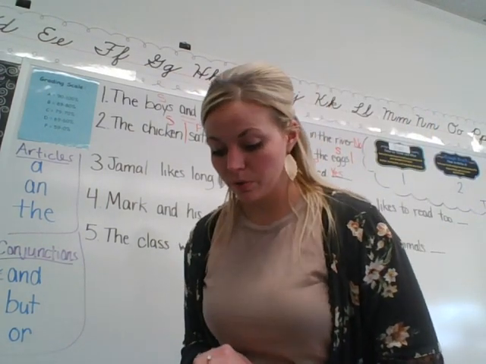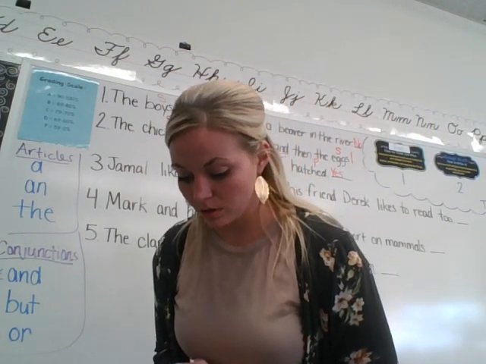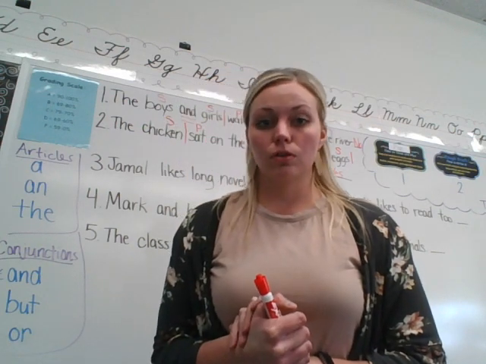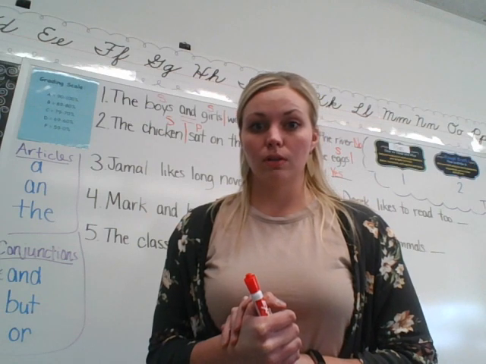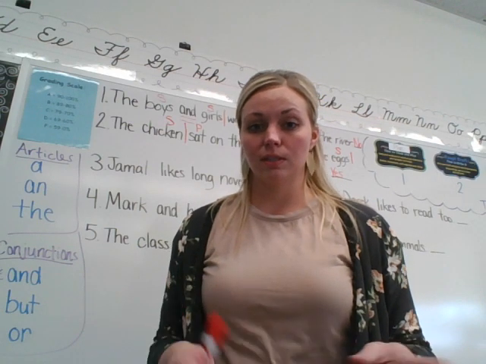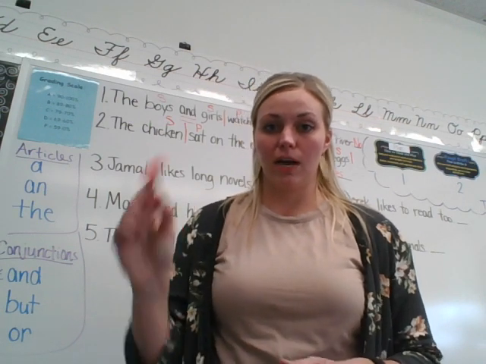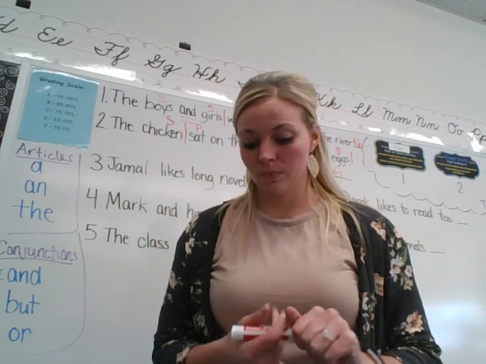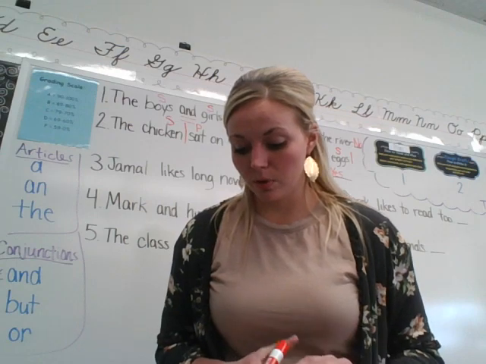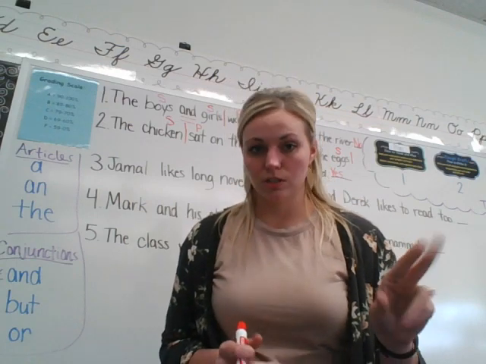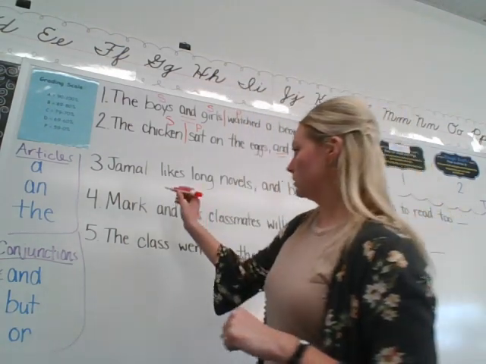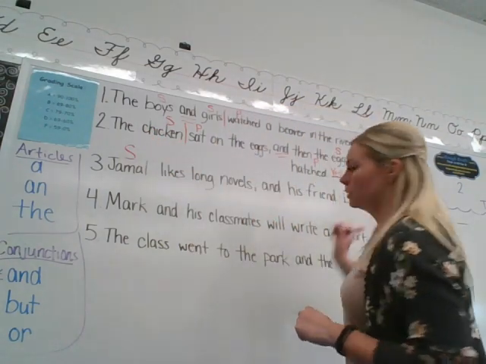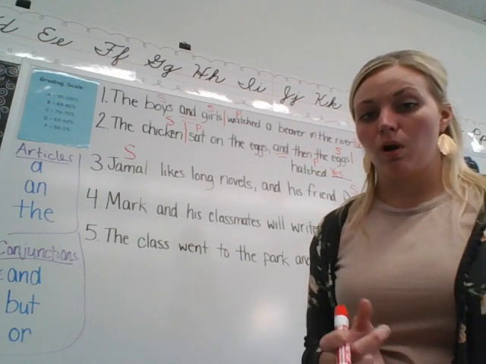Okay, so number 3 says Jamal likes long novels and his friend Derek likes to read too. So go through and try and figure out who or what the sentence is about, so the subjects, and label them with an S for subjects. So pause me and do that. So you should have labeled Jamal and Derek as your subjects in this sentence, because the sentence is about Jamal and Derek.